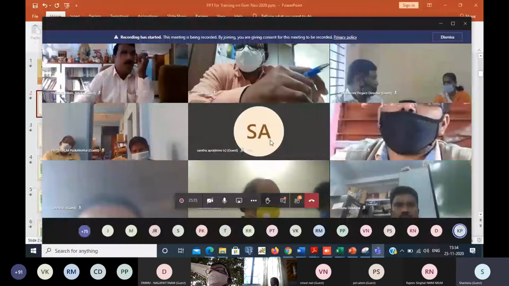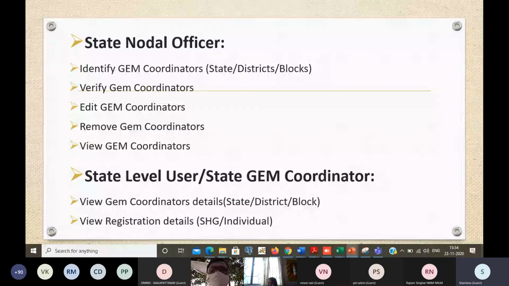Yeah. So this is one of the important activities I told. Identification of these GeM coordinators will be done at the state level. The verification of the GeM coordinator for the state and the district will be done by the state nodal officer at the state level itself. But the verification of the block GeM coordinator, we have kept open at both levels, at the state level and also at the block level. Respective block level also, they can log in and verify their mobile number and the email ID.